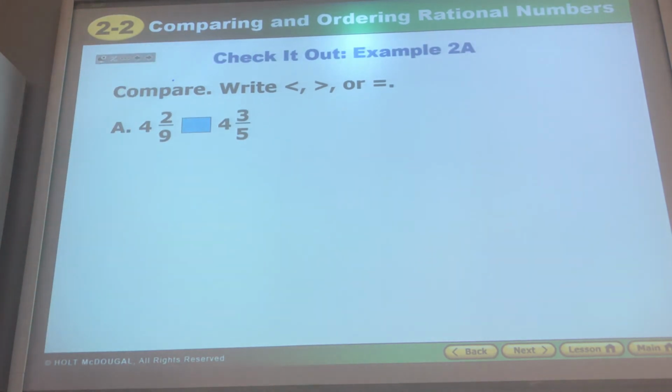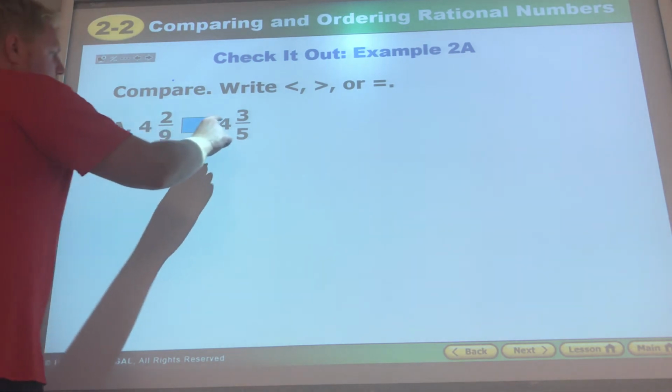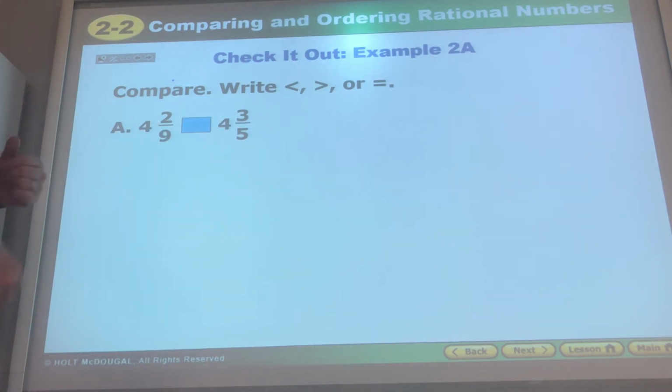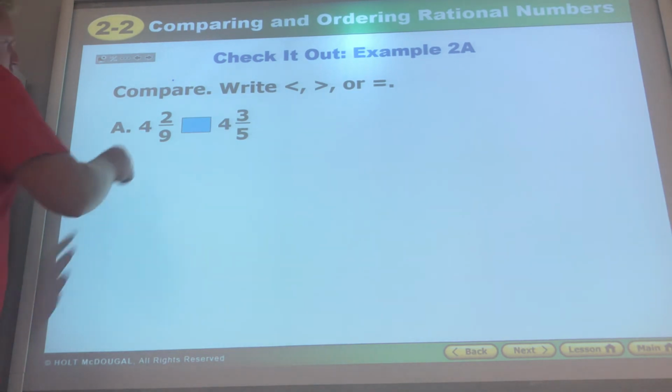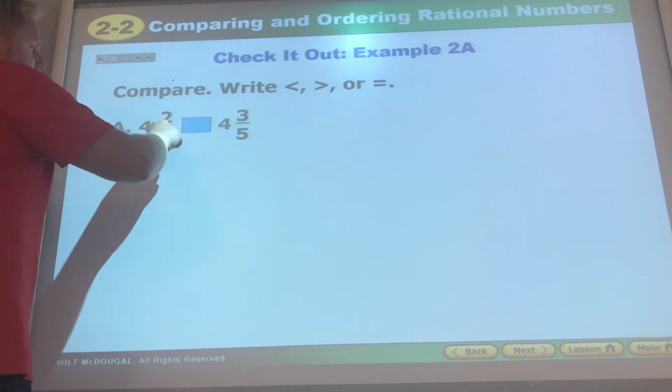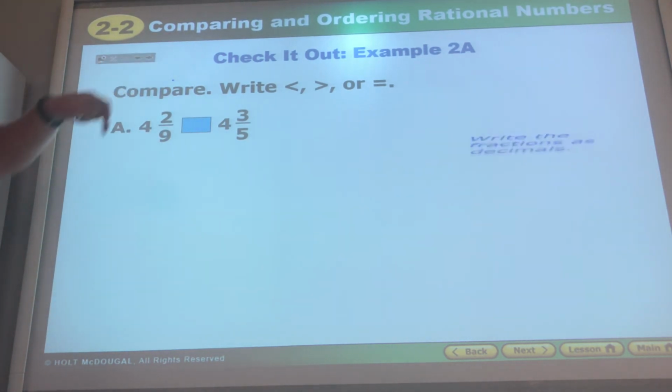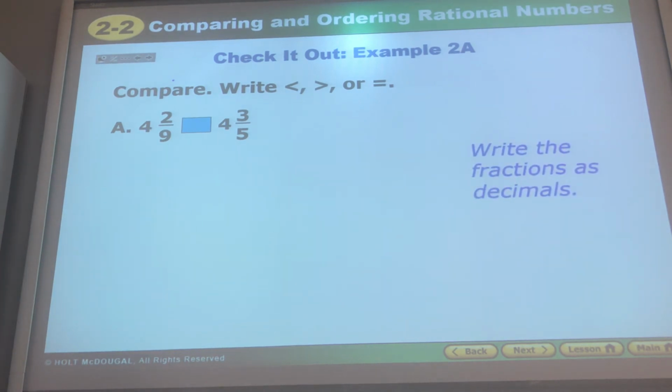Okay. We have 4 and 2/9. We have 4 and 3/5. The whole numbers are the same. So I would just worry about either turning these into common fractions, so they have common denominators, or we can turn them into decimals. They say, write the fractions as decimals.